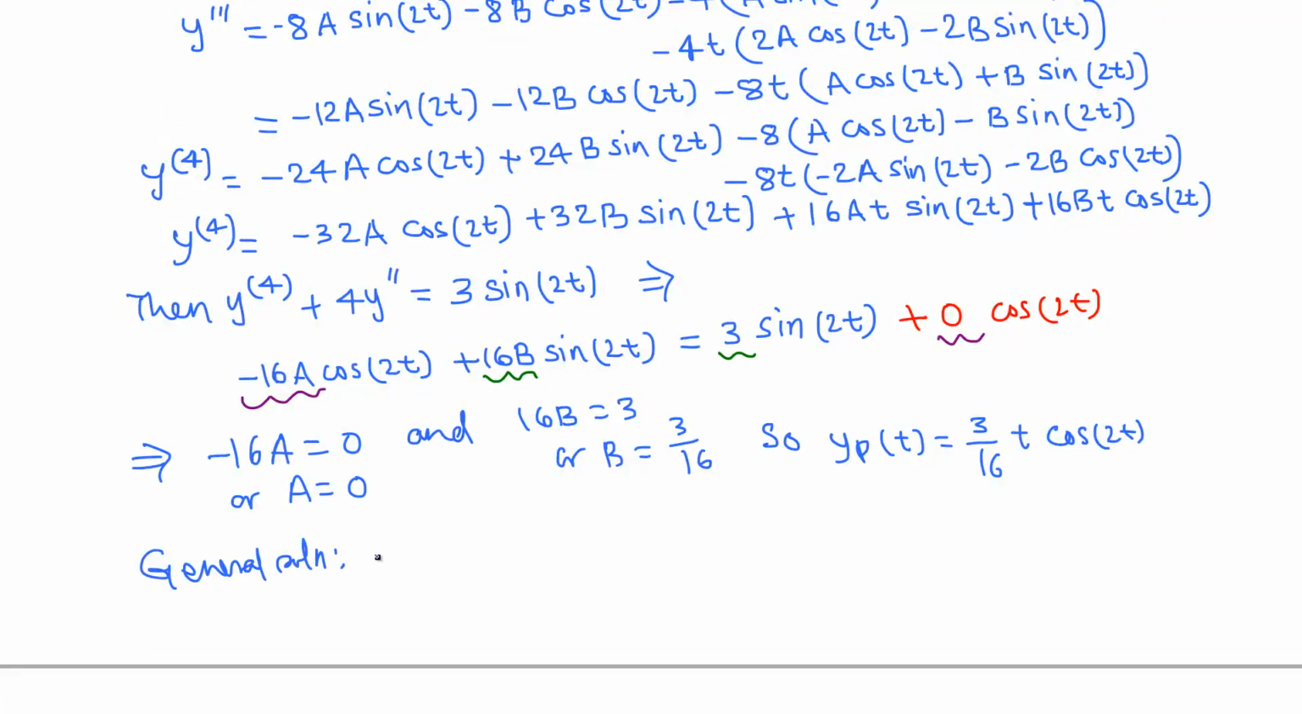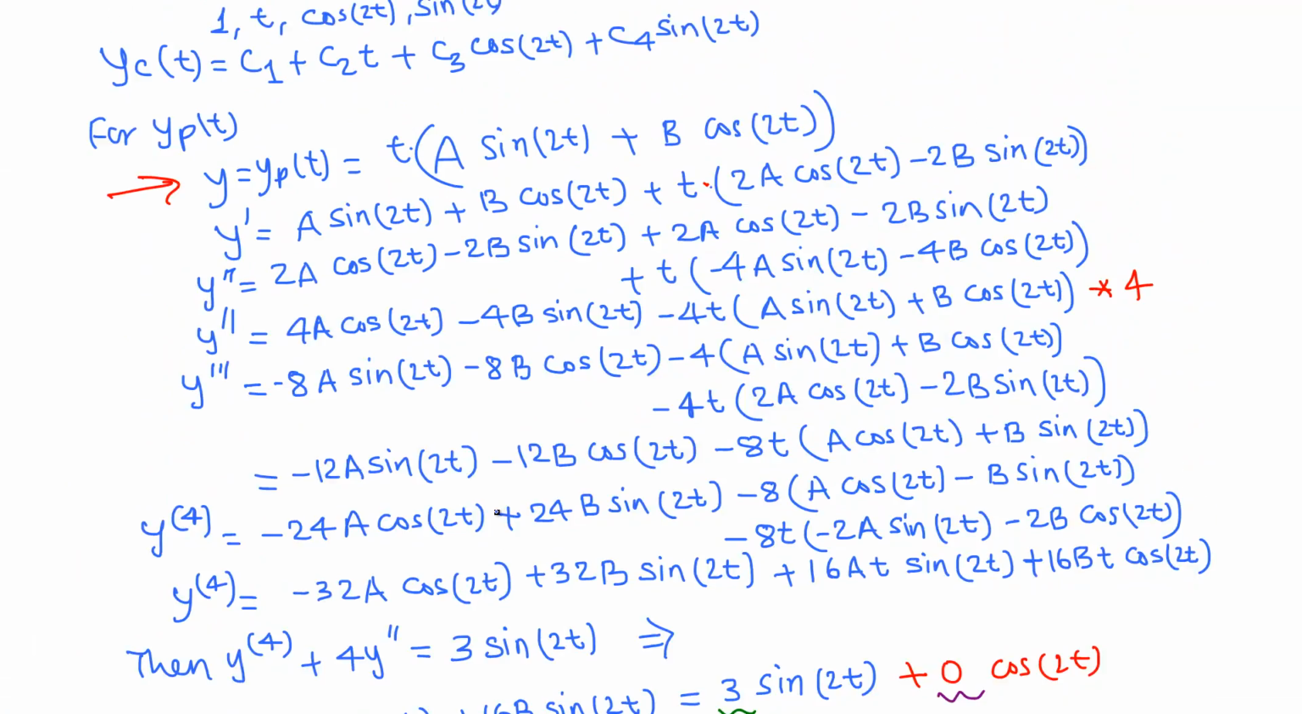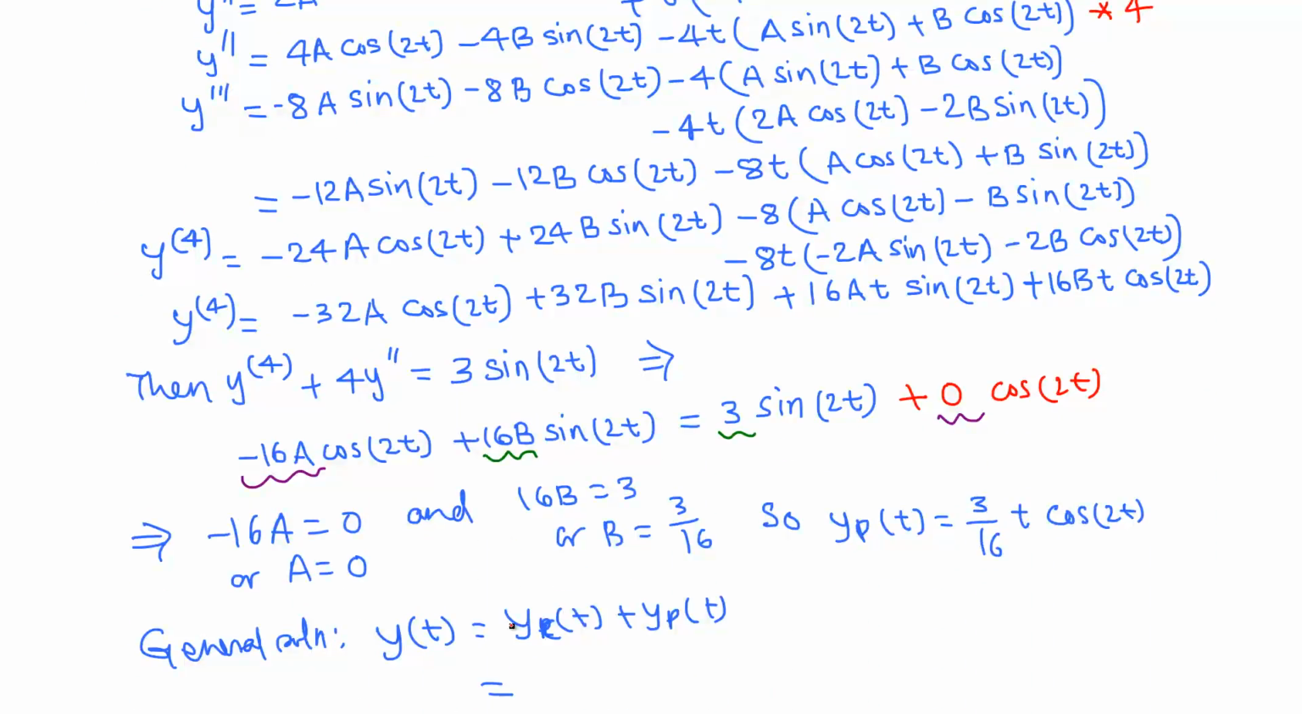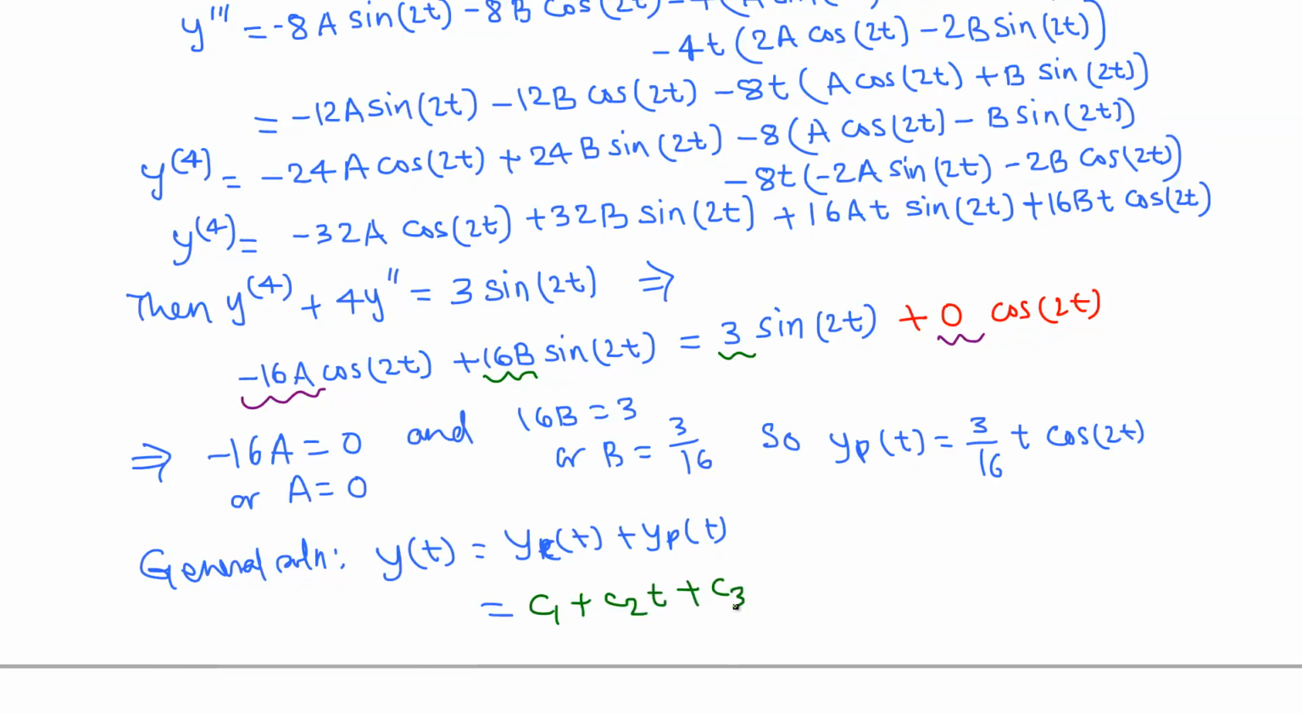We just found a particular solution, and remember the complementary solution was found at the very beginning from the homogeneous equation. So we have C1, C2, C3, C4. That was C1 plus C2 t plus C3 cosine 2t plus C4 sine 2t. That's the complementary solution, plus the particular solution we just found, 3 over 16 t cosine 2t. This is the final general solution.